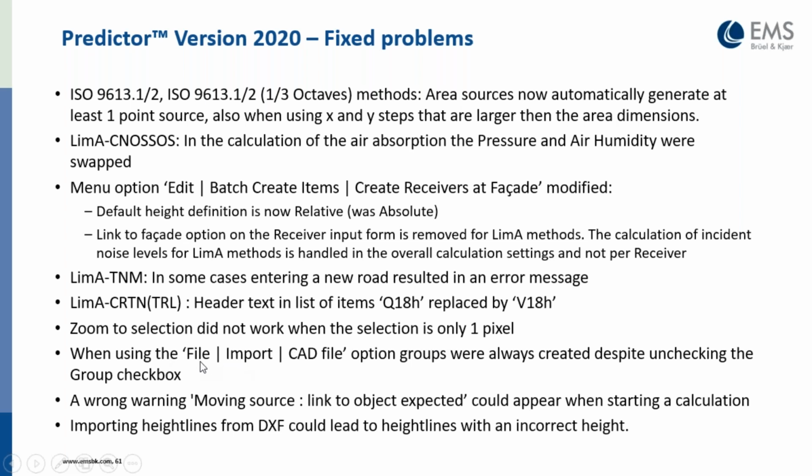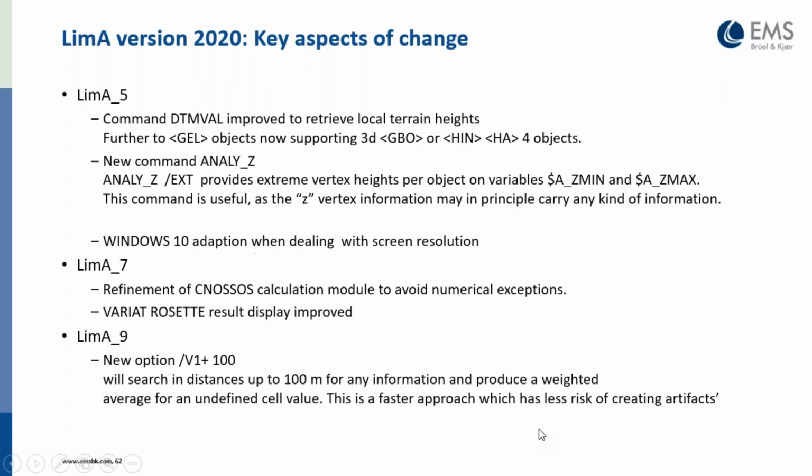When you use the option file import cat file, so a DXF or a DWG file, then the groups were always created despite unchecking the group box checkbox. There was a wrong warning in some cases with moving sources, and in some cases when you imported height lines from DXF, it could lead to height lines with an incorrect height. And Predictor could already detect that, because in Predictor there's an option check model, but we have solved that anyway.